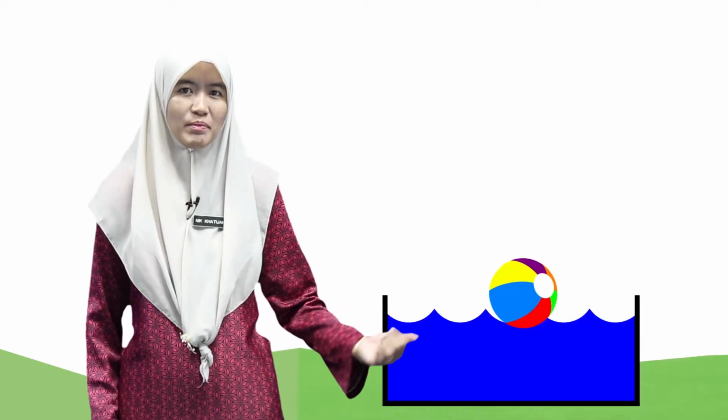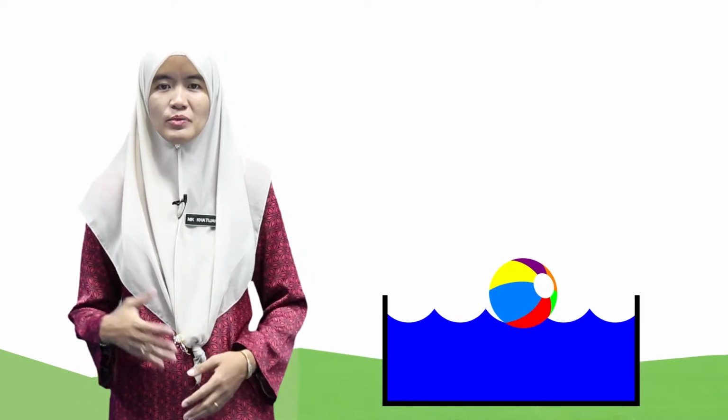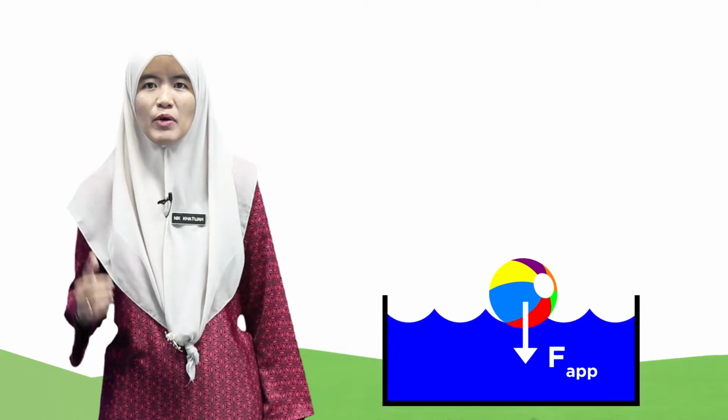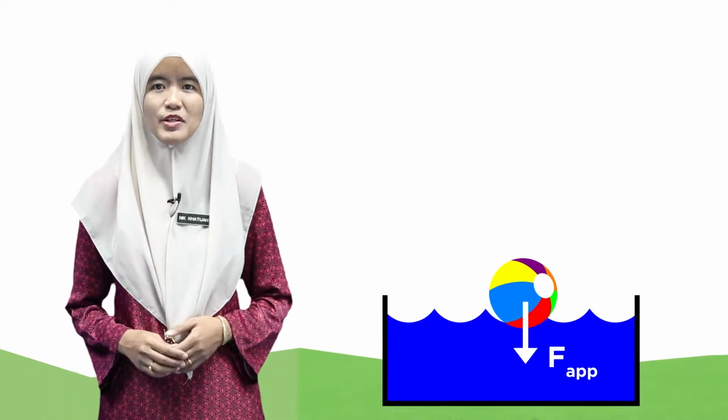Archimedes' Principle. Are you aware of the fact that some objects float on water while others sink? Let's look at a beach ball. Do you know what makes a beach ball float on water? It is the upward force exerted by water that makes the beach ball float.